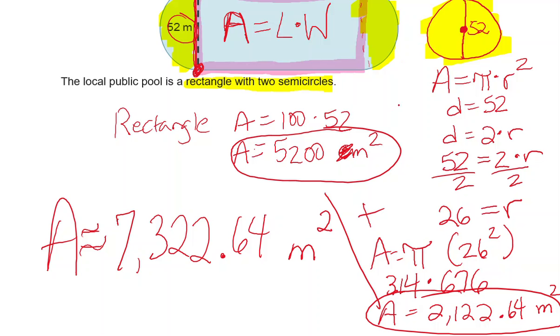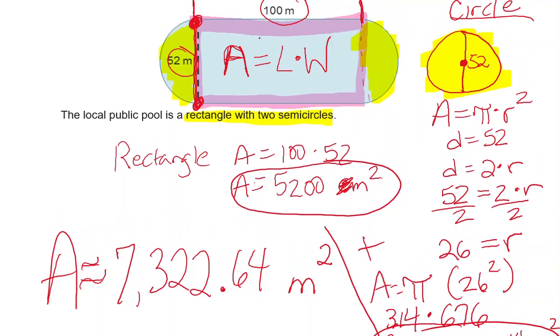Okay, so that is discussing the composite figure where you can divide it into a rectangle and two semicircles. Two semicircles makes one full circle as long as they have the same radius and diameter.